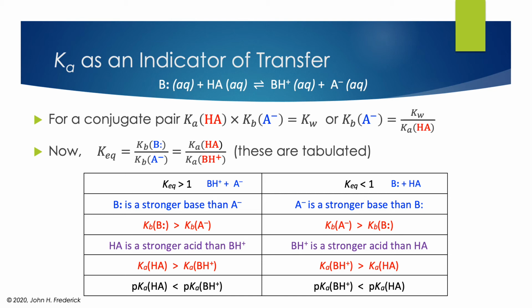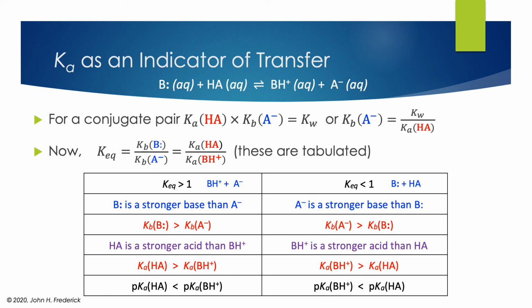All right, now when K equilibrium is greater than 1, let's look up at the expression for K equilibrium. We have Ka of HA divided by Ka of BH plus. So if K equilibrium is greater than 1, that means Ka of HA must be larger than the Ka of BH plus, which tells us that HA is a stronger acid. Well, that makes some sense because we're going to favor the proton moving over to B. So if HA is a stronger acid, that means it gives up its proton very easily. So we'll have that the Ka of HA is greater than Ka of BH plus.